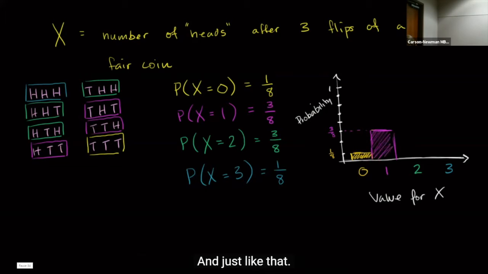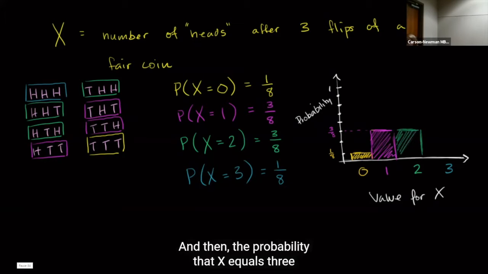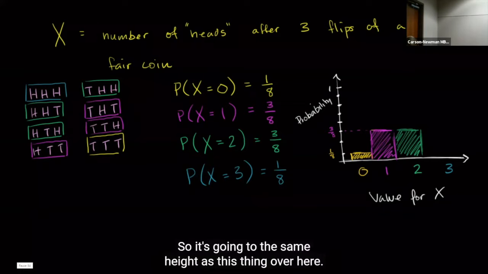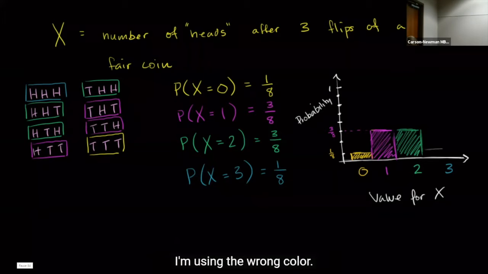Just like that. The probability that x equals 2 is also 3/8, so that's going to be that same level. And then the probability that x equals 3, well, that's 1/8, the same height as this thing right over here. So it's going to look like this.